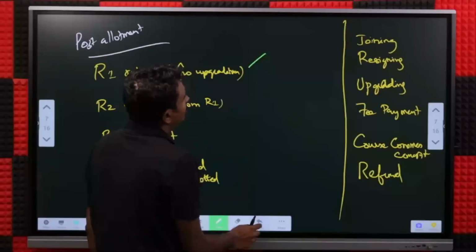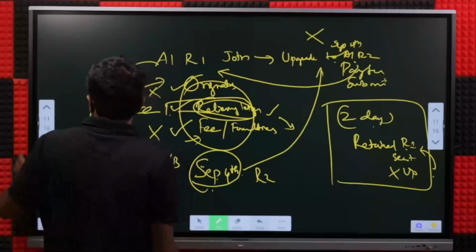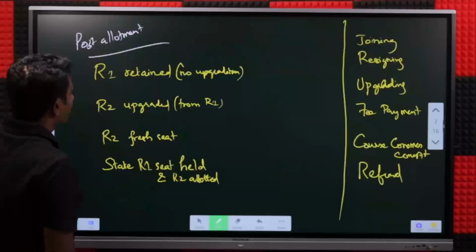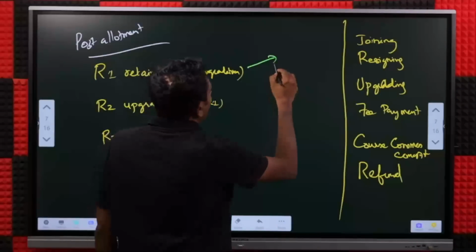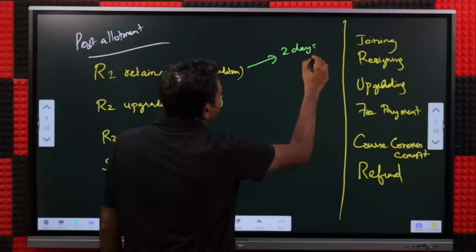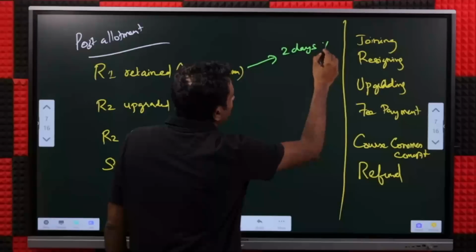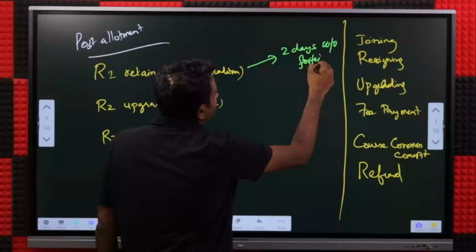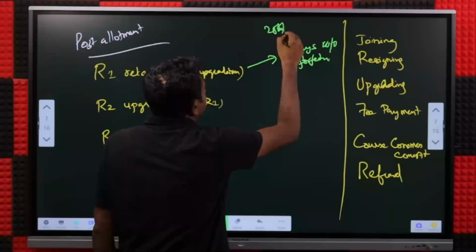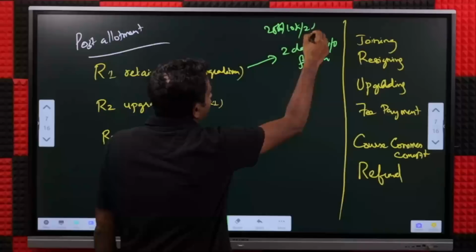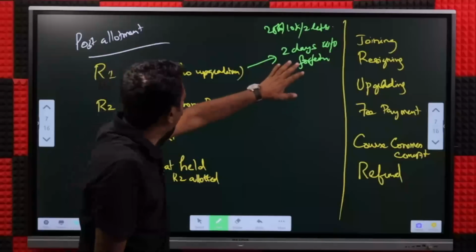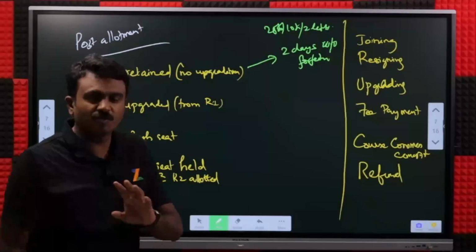If I want to resign my R1 retained seat, what will we do? That is the next query, right? If I want to resign my R1 retained seat, you have 2 days to resign without forfeiture. What is forfeiture? You paid 25k, 10k, 2 lakhs. That is forfeiture. Within 2 days, if you resign the seat, you will not forfeit this amount.